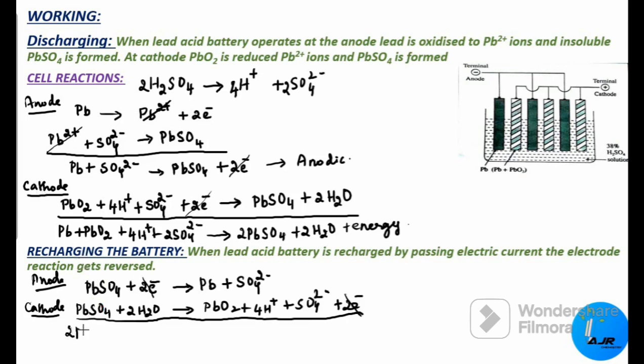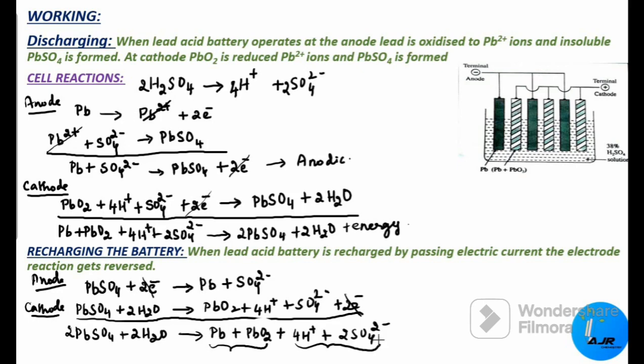2PbSO4 plus 2H2O gives Pb plus PbO2 plus 4H plus 2SO4 2 minus. See here, we have got back the lead plates, replenished PbO2, and we have got the sulfuric acid back, is it not? So we have got the anode and cathode, and also we have got the sulfuric acid back.